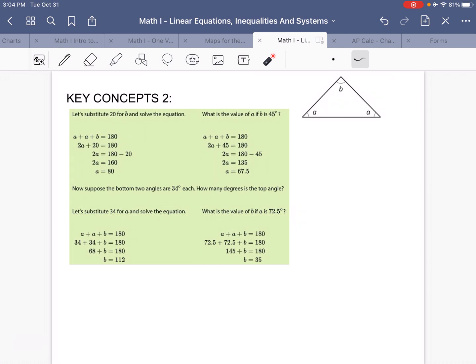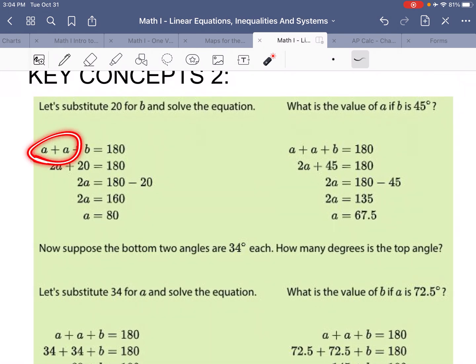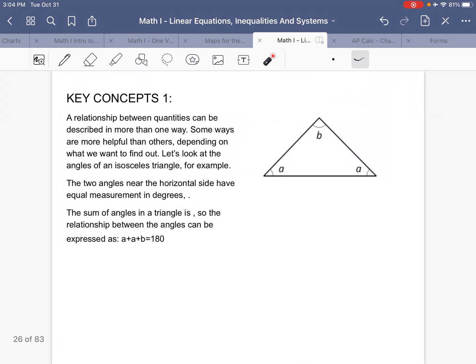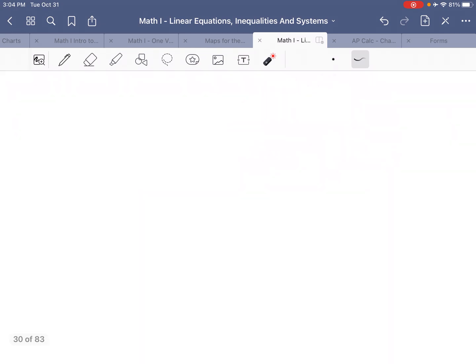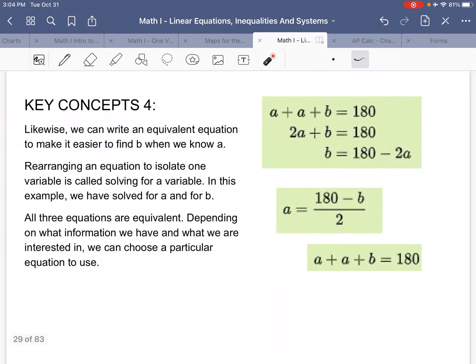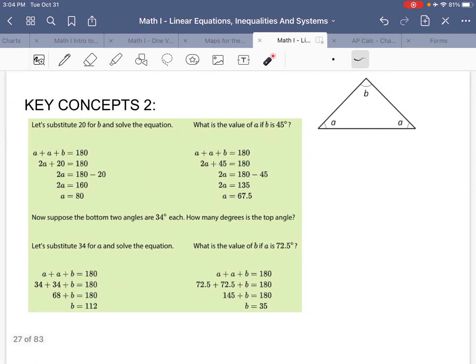Now, we can also do some simplifying. An A and another A altogether is two A's. And let's say that B was 20. Let's say this was a 20-degree angle there. What we could do then is figure out what A is equal to, because we have two A's, and then replace 20 for the B, and we get 180.